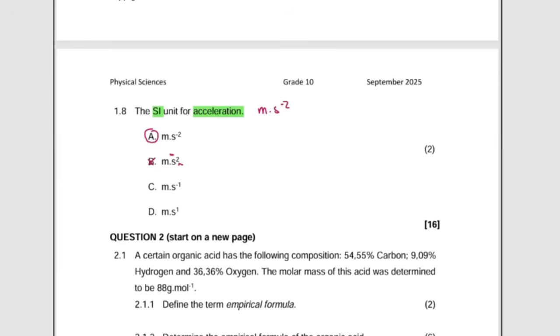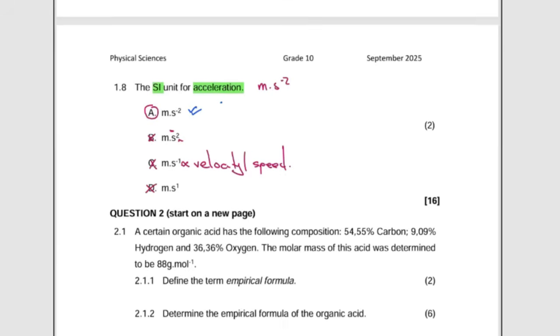Then option C here is meters per second, which can refer to velocity or speed, right? And then the last one there is meters second, right? So that is not per second. It means there is no rate there, or there is no division by time there. So this one is also incorrect. So our correct option there is going to be option A, which is meters per square second. Always take note of that unit of measurement.